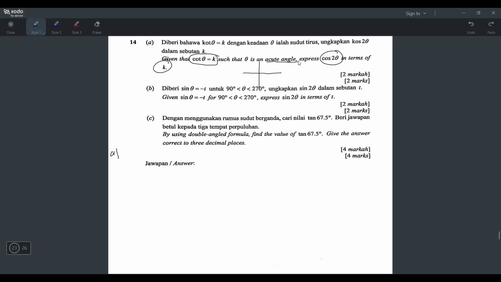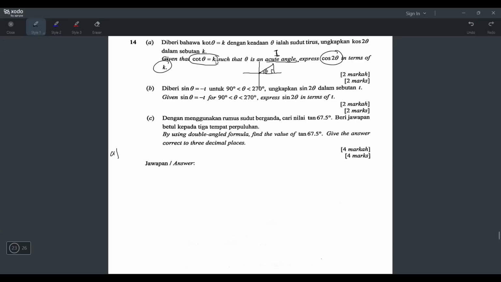So this gives it away already. Acute angle means it's quadrant 1. And if you already know it's quadrant 1, then you know where to put the line already. It will be in quadrant 1, here. And then you draw one line to the x-axis, and this will be 90 degrees. And your theta will be here, right? Okay, now we can label this information.